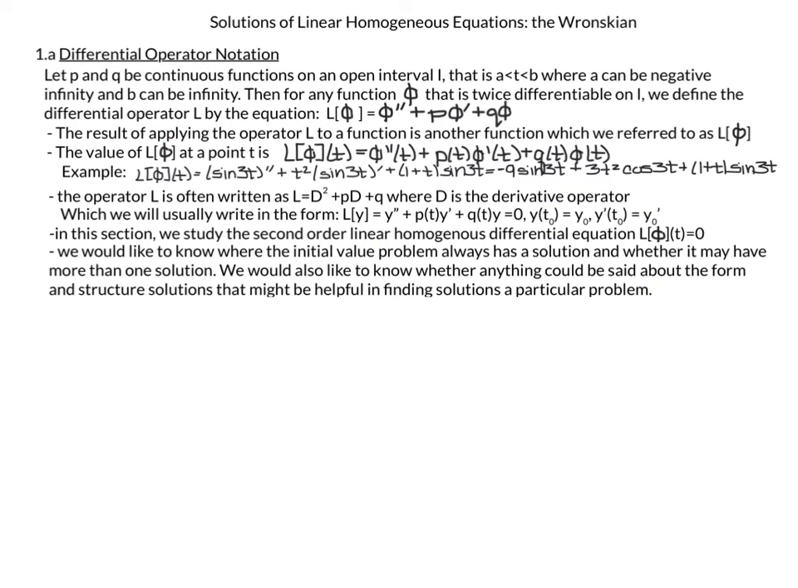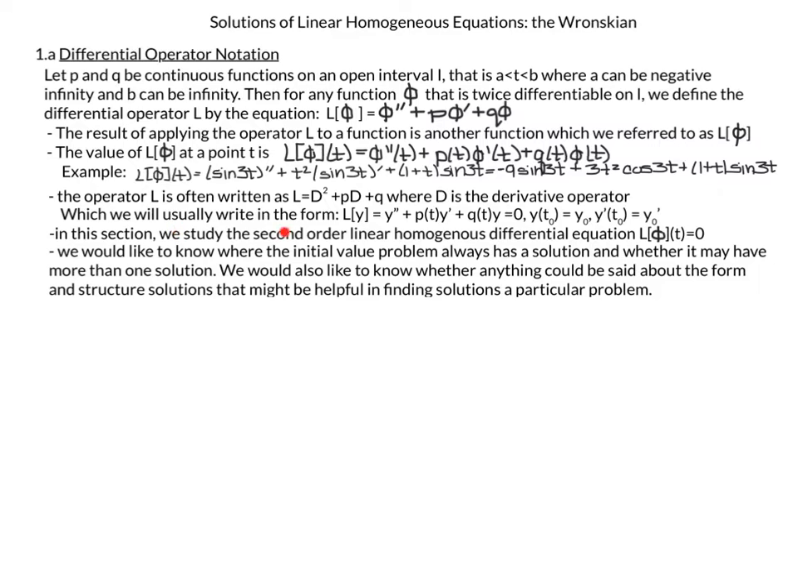A couple of notes: the operator L is often written with a capital D. So L is equal to D squared plus P D plus Q, where D is the derivative operator. So second derivative plus P times the first derivative plus Q. And we usually write this in the form L of y. So instead of phi, we often put in y. So we have y double prime plus P of t y prime plus Q of t y equals 0. This should be a familiar form for our differential equation. And then we can also have our initial conditions.